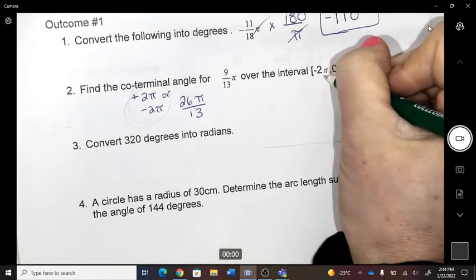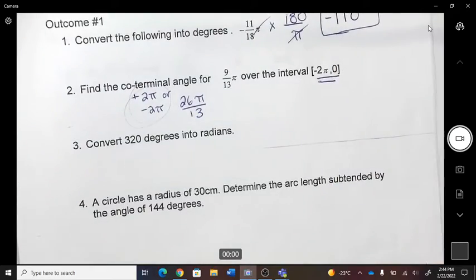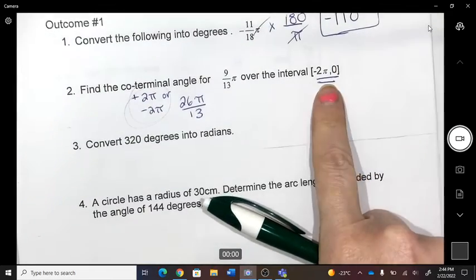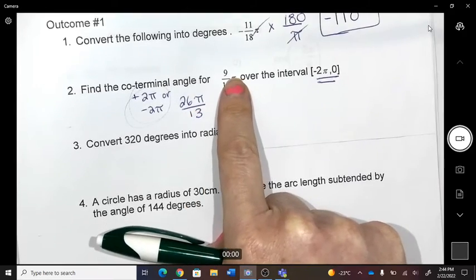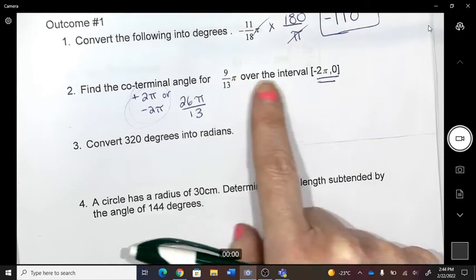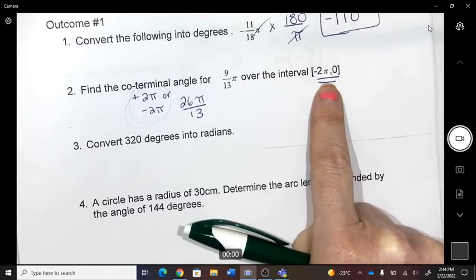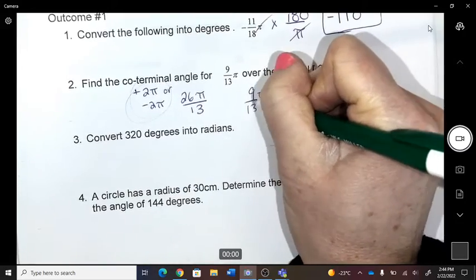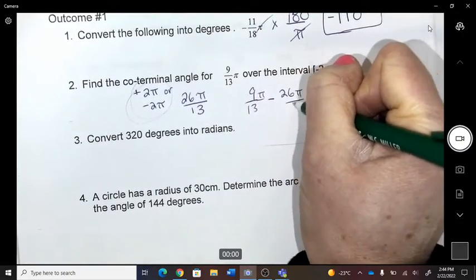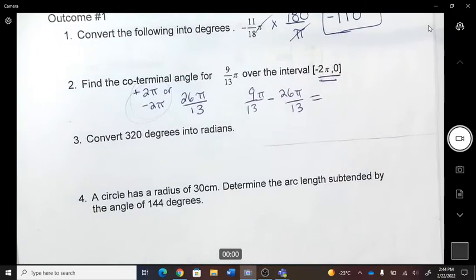This is what I'm trying to do. I'm trying to figure out an angle that's in this zone. So do you think it'd be helpful if I went up that much? No, I don't think it's going to be good. It's going to be too big. So let's go down. So what is 9 subtract 26 is basically what you're trying to get.